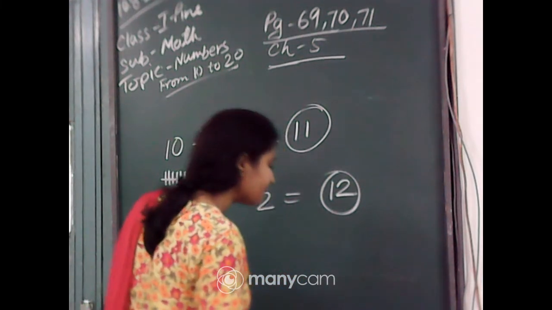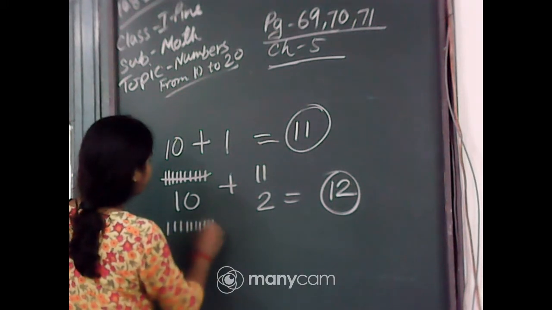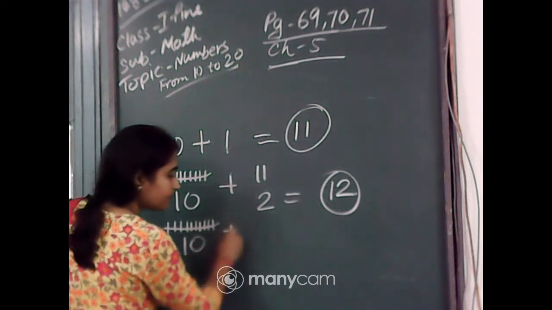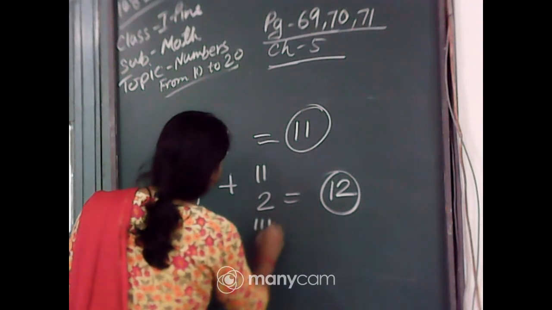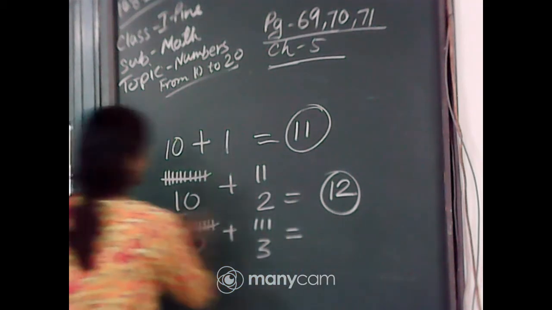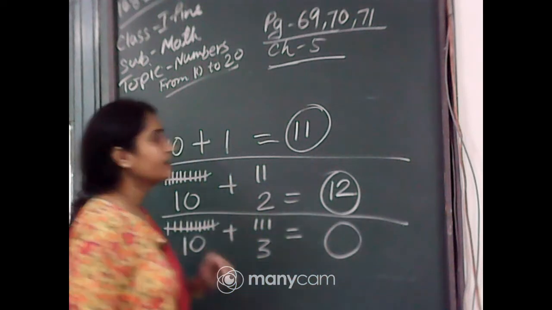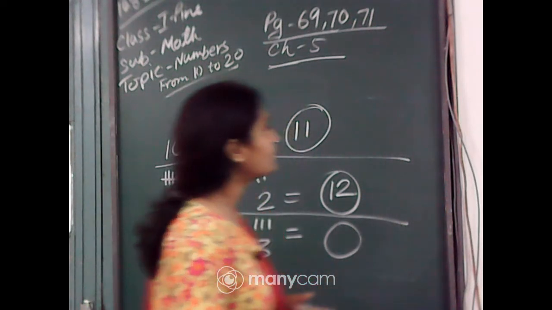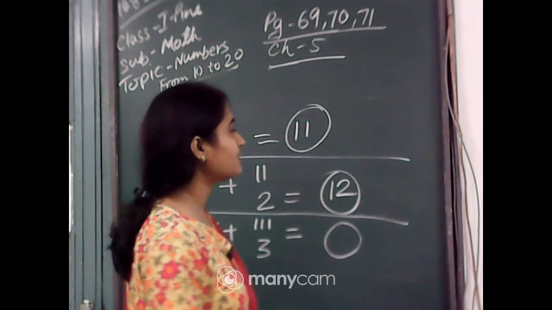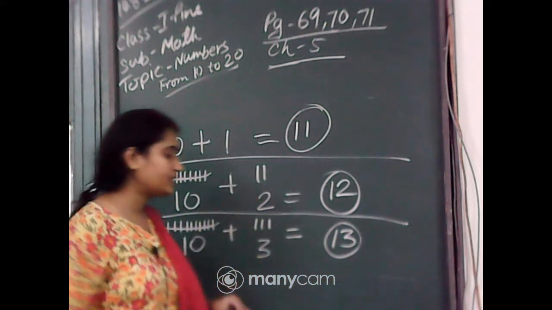Now next, 1 ten, 1, 2, 3, 4, 5, 6, 7, 8, 9, 10. 10 matchsticks are in a bundle. 1 ten plus 3 ones equal to, what will be the number? Very good, all of you. Anirban, Kaustav, Adrija, Shaptarshi, Muhyan, Oishi. That's very good. 1 ten plus 3 ones equal to 13.